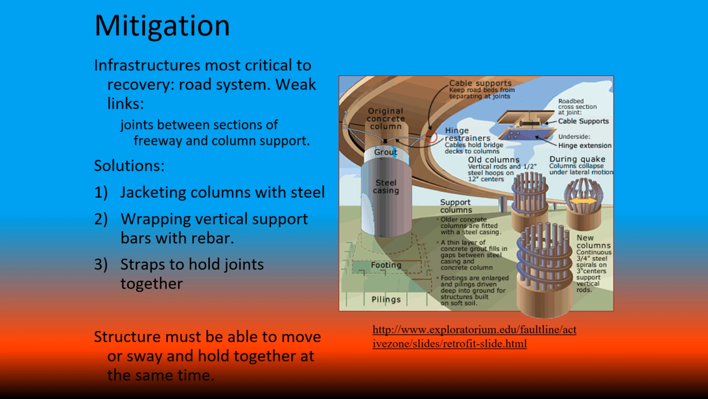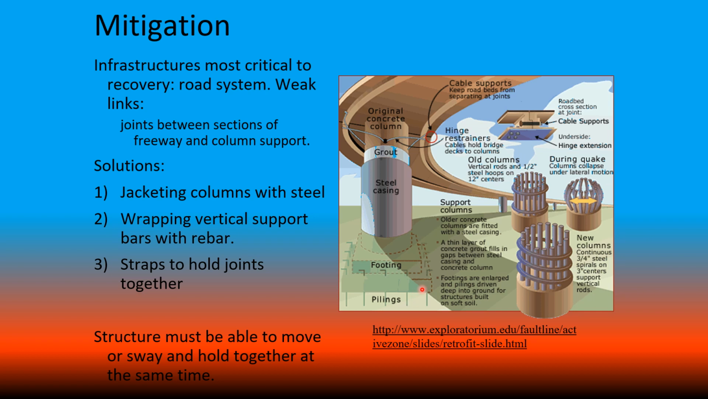The pandemic sort of showed us a little bit of this, I think, though it was more of a shipping issue. But you can see how quickly things can fall apart when trucks and boats and trains aren't coming in. And some solutions to this are they'll jacket the columns with steel. So here's a steel casing here. And what that does is that steel casing goes down into a concrete footing with pilings underneath.